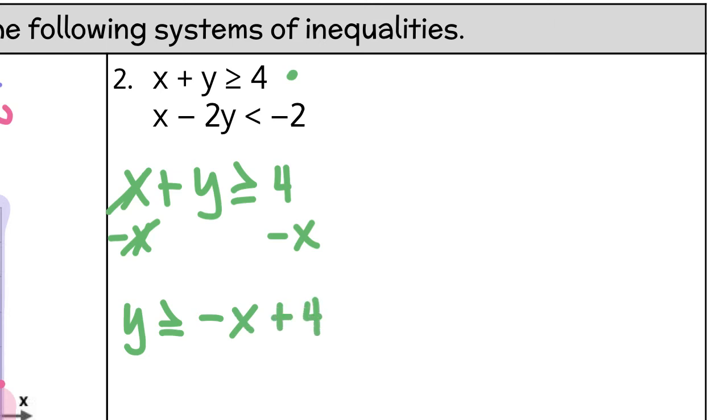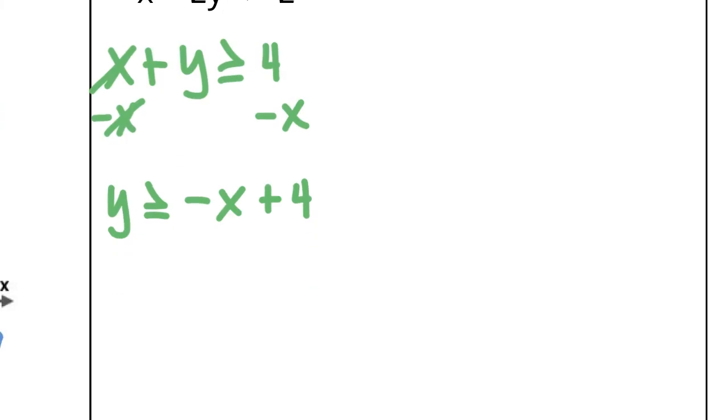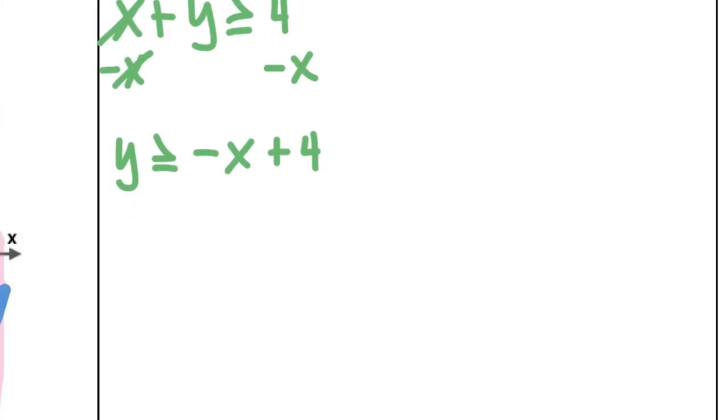So good job, we have y all by itself. That means it's going to have a y-intercept of 4, a slope of negative 1. And before we even start graphing, this would probably be a good idea. Greater than or equal to has that underline, right? So this is going to be a solid line, and it's going to be shaded above.